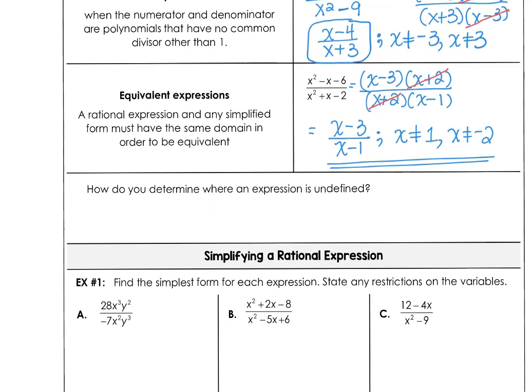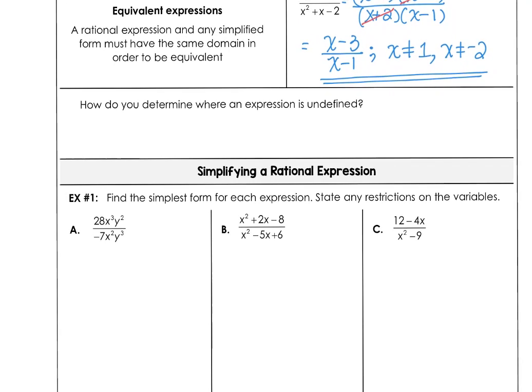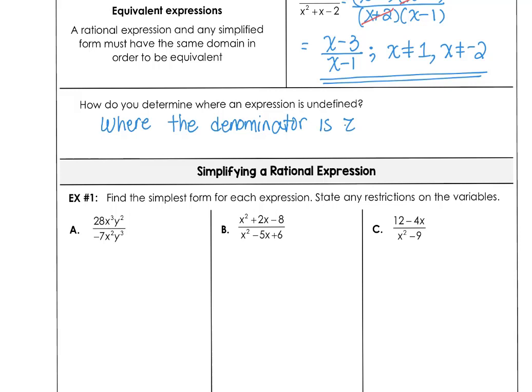In example 1, we want to be able to simplify. Well, let's answer this question. How do you determine where an expression is undefined? And you can write something in your own words. I'm going to say we can determine an expression is undefined where the denominator is equal to 0 in the original expression.